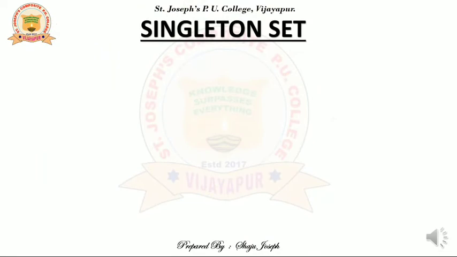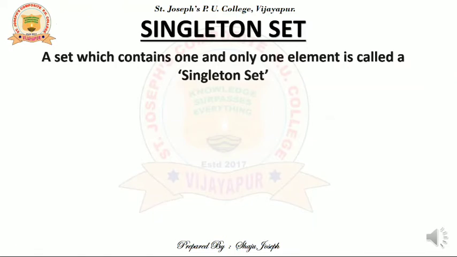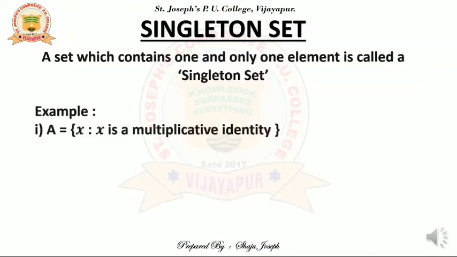The next kind of set is singleton set. The definition for singleton set is the set which contains one and only one element is called a singleton set. Example: A is a set of all x such that x is a multiplicative identity.